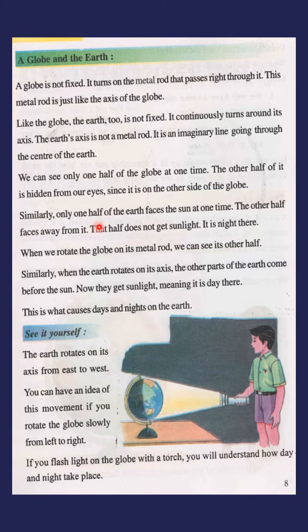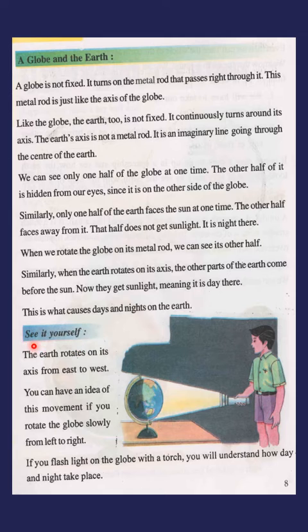Similarly, only one half of the Earth faces the sun at one time. The other half faces away from it. That half does not get sunlight. It is night there. When we rotate the globe on its metal rod, we can see its other half. Similarly, when the Earth rotates on its axis, the other parts of the Earth come before the sun. Now, they get sunlight, meaning it is day there.